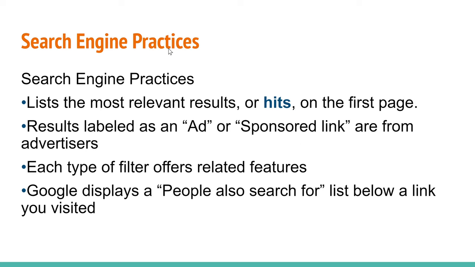Search engine practices: list the most relevant results or hits on the first pages. Results labeled as an ad or sponsored link are from advertisers. Each type of filter offers related features. Google displays a people also search for list below a link you visited.